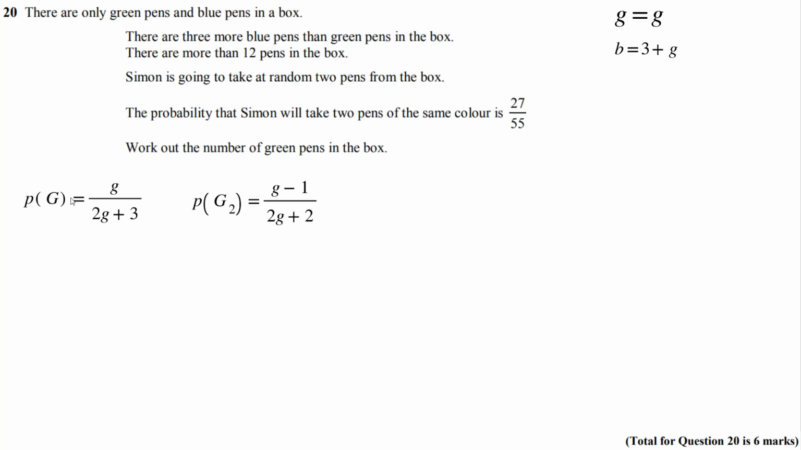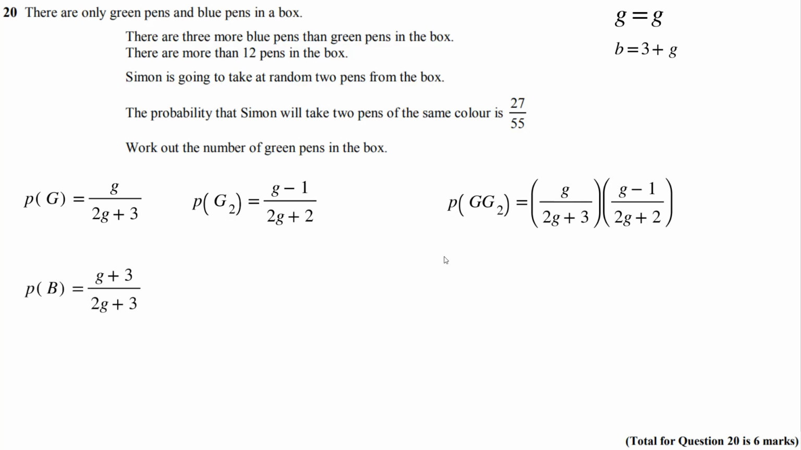Let me calculate the probability of getting green twice. So we'll just multiply these two together. Okay, to get that, expand that, so it's g squared minus g over 4g squared plus 4g plus 6g, so it's plus 10g plus 6. I've not actually simplified that, but that's what it is.